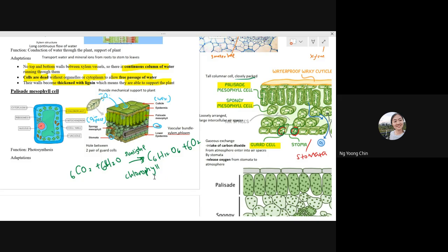Okay, I continue. Chlorophyll, sunlight. Please remember this equation in your brain.